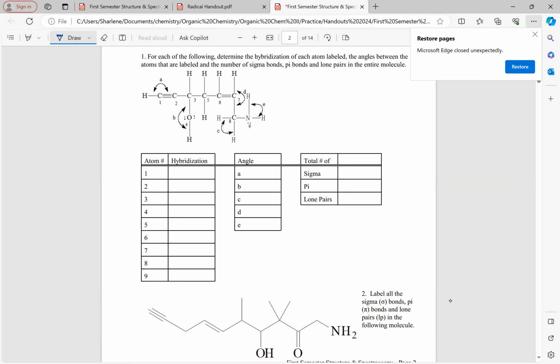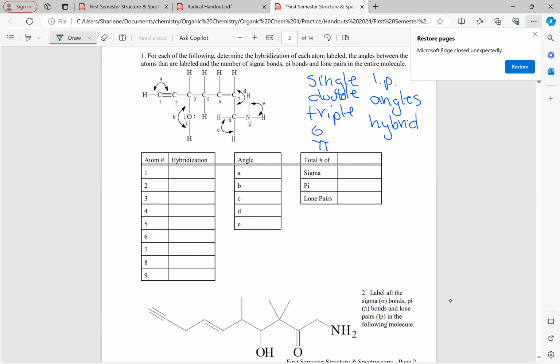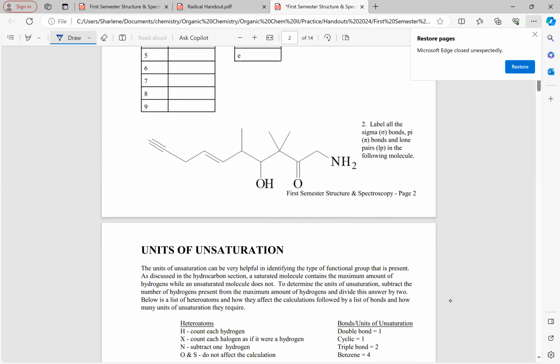And then here, remember, you should be able to do the type of bond. So single, double, triple, sigmas, pi's, lone pairs, angles, and hybridization. So any molecule, you should be able to do all of those. So we're going to do this one together.